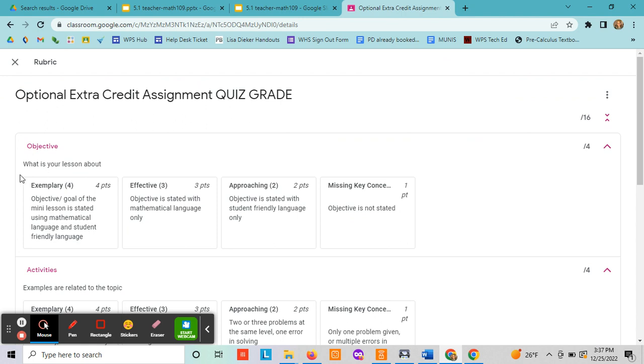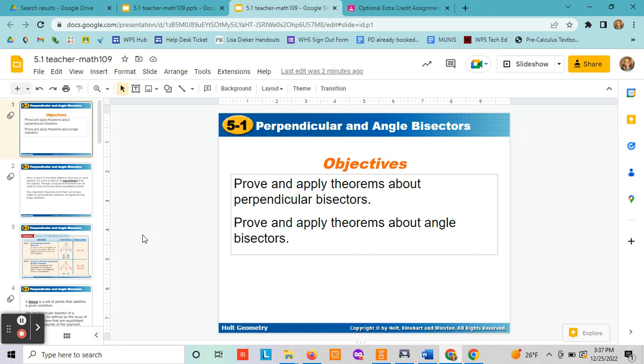Our objective: what is your lesson about? We want this to be exemplary. So the objective goal of the mini lesson stated using mathematical language and student-friendly language. Let's look at my lesson. Right here, my objectives are stated here. Prove and apply theorems about perpendicular bisectors. Prove and apply theorems about angle bisectors.